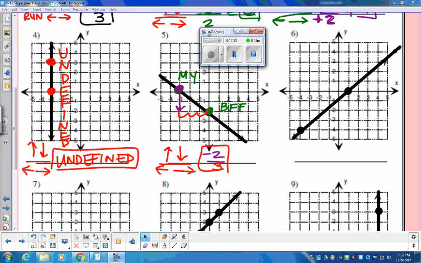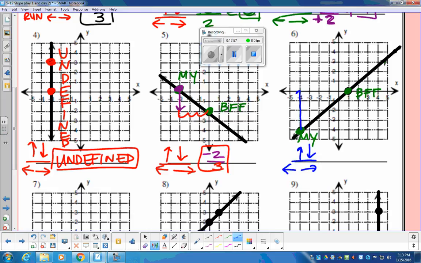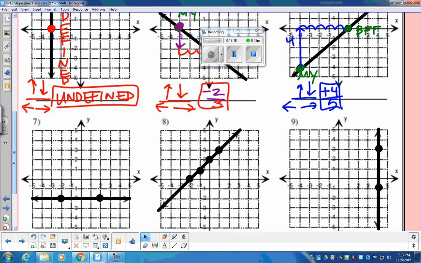Number 6. My hotel room's on the left, best friend's hotel room's on the right. So we have up and down on top, left and right on bottom. We're going to rise 1, 2, 3, 4. Rise 4. We're going to run 1, 2, 3, 4, 5. Run 5. So you should be rising up 4, count it out, and running 5. Rise 4, run 5. Lowest terms. Do not put it in terms of a decimal. Rise 4, run 5. There's my slope: 4 over 5.